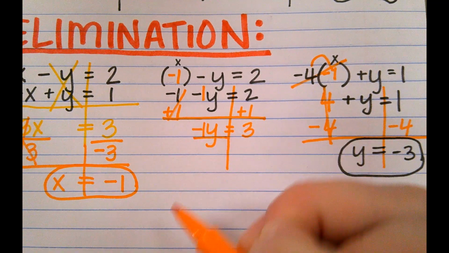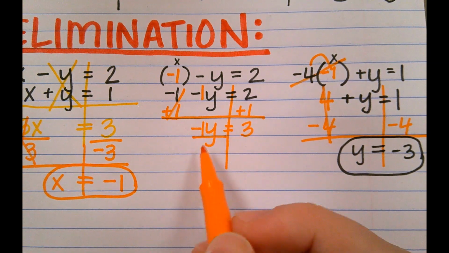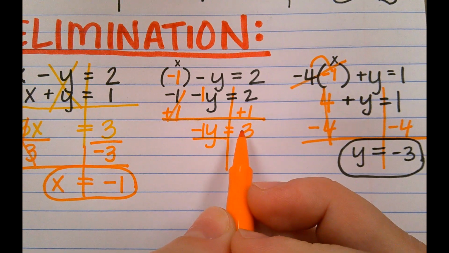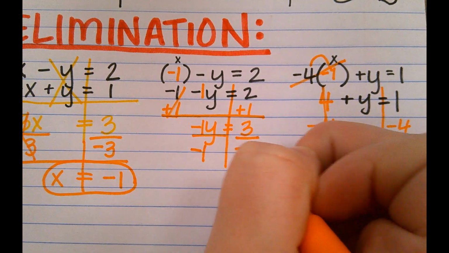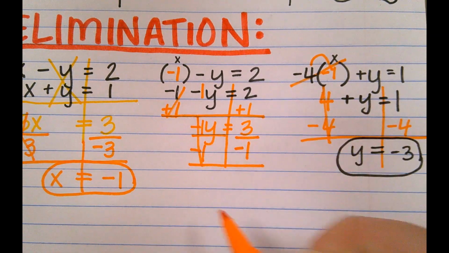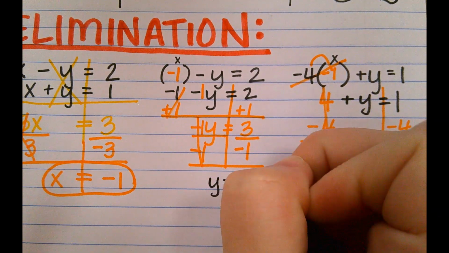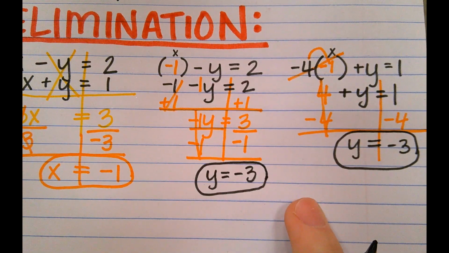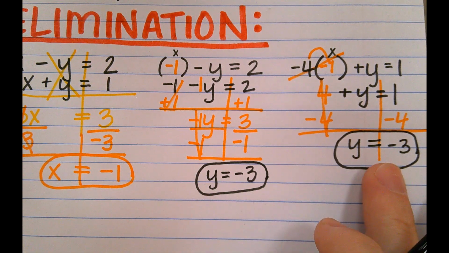So y is still not by itself. We have -y. If I want positive y, I need to divide by -1, which is going to change this to positive y and change this to -3. So let me write all that. Divide by -1. We get y equals -3. And look at that. It worked for both equations. We got the same answer of y equals -3.